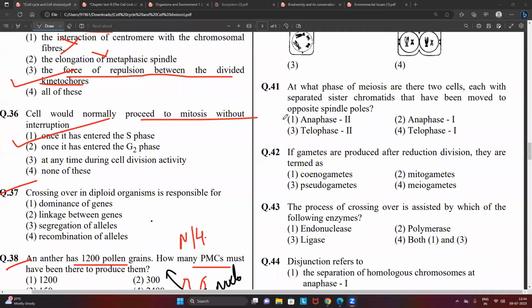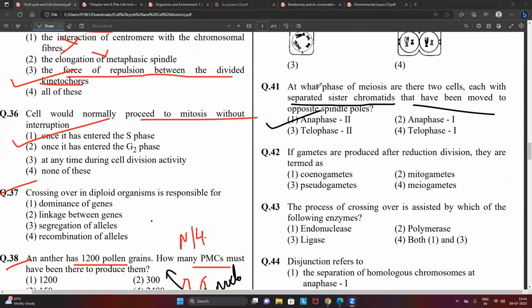The question says: at what phase of meiosis are there two cells, each with separated sister chromatids that have been moved to the opposite spindle poles? Friends, you have to understand the given question very correctly. They are asking for each cell with separated sister chromatids, when they are pulled towards the poles, at which phase? Each with a separated sister chromatid will occur in anaphase 2.